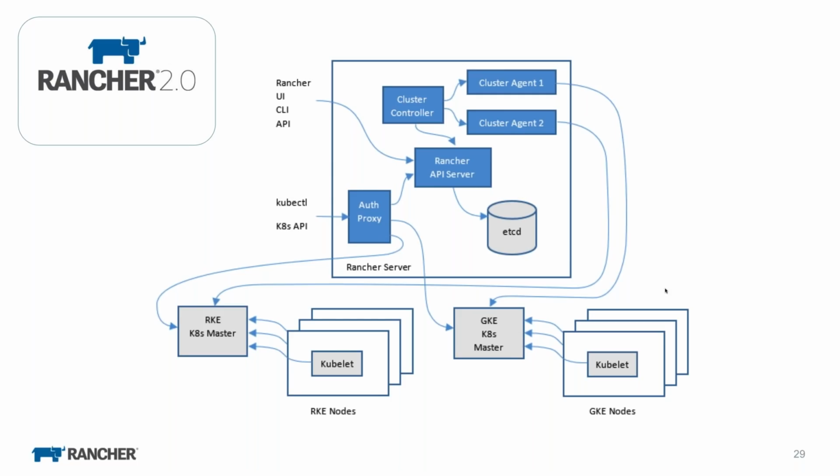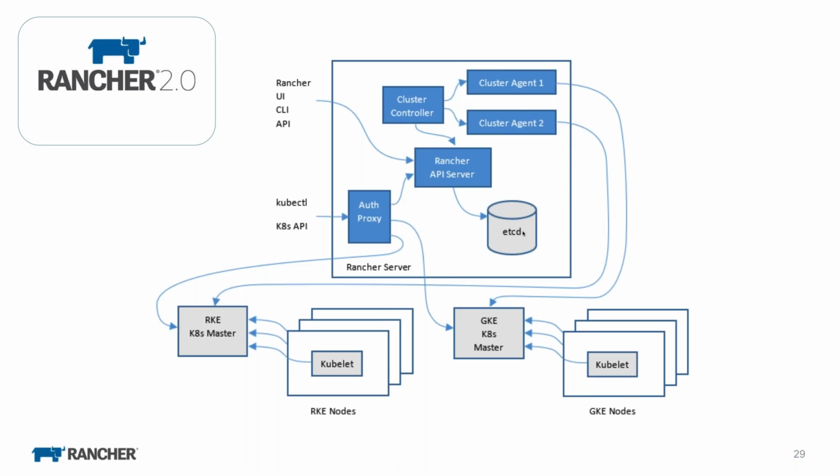Here is a quick overview of how Rancher works. So the big square in the middle is the Rancher server. That's what you're going to spin up and run. If you take note, there is an etcd storage. That is the same etcd that runs in Kubernetes. So if you back up etcd, you are backing up Rancher. If you wipe etcd, you wipe Rancher.